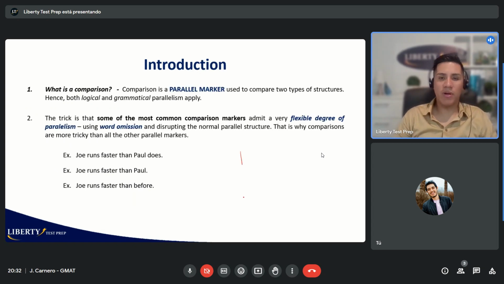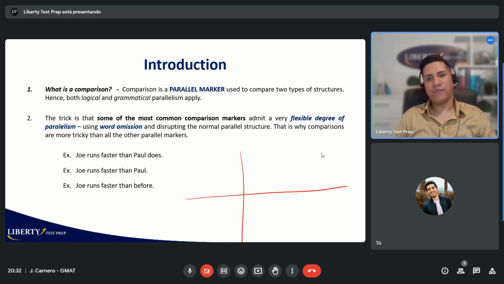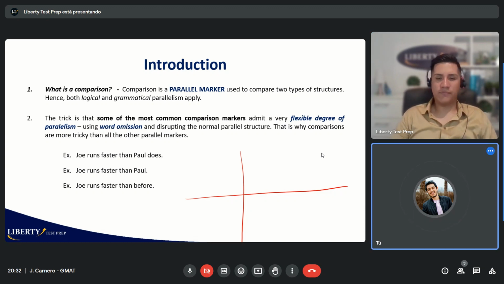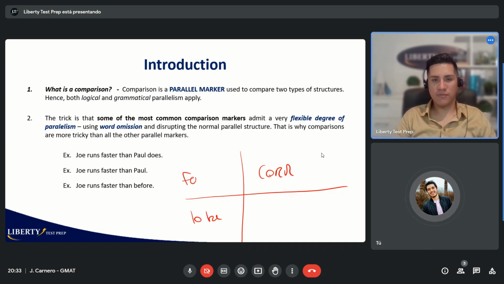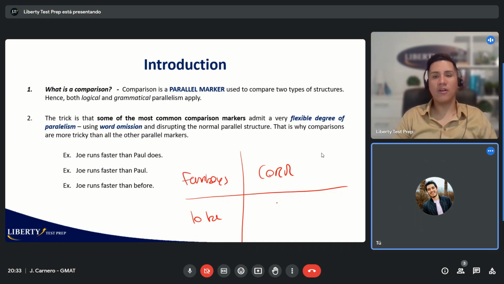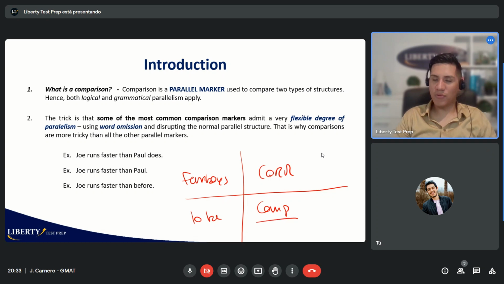Now, when we saw parallelism, we had 4 types of markers. What are those 4 types that we saw? We have correlative, to be, fanboys, and comparisons. Now, we didn't go over comparisons. Why? Because comparisons are harder. And what makes them harder?